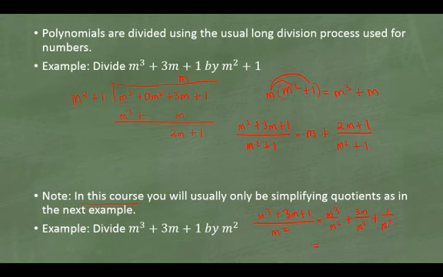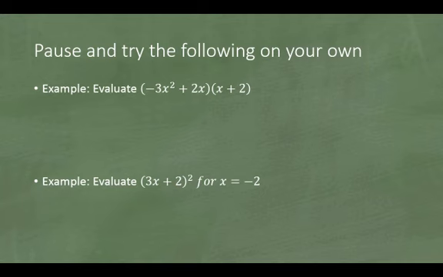m cubed over m squared, remember by the rules of division for exponents, that's m, same base, 3 minus 2 is 1, plus 3, just leave the 3 there, same base m, and then 1 minus 2 is negative 1. And here we just leave this as 1 over m squared because there's nothing to simplify. And I want you to just try the following. I'll work them out for you, but just pause and see how far you can get on your own.